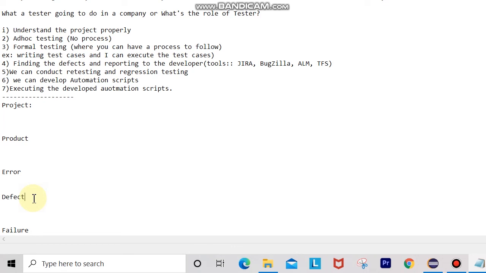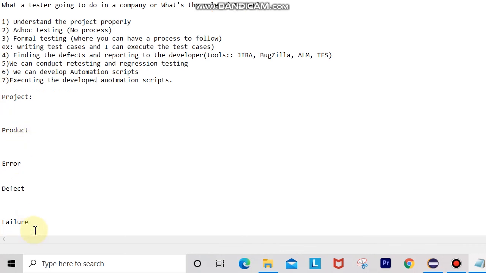I can provide you all these definitions by sharing one link inside this description, so you can find those definitions from there. And the last one is failure. What is a failure? If any end user finds a problem while using the application, it is called a failure. I can give you here only the definitions of these.